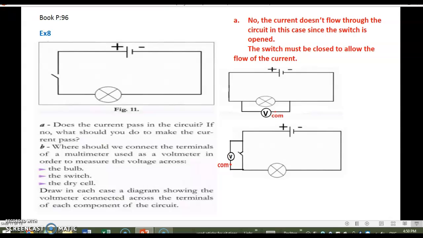And for the switch as such, it doesn't matter, because it acts as a connecting wire. A closed switch acts as a connecting wire, so the voltmeter is going to indicate 0 volts. So it doesn't matter whether we connect COM to this pole or to the other pole because the two terminals of the switch are identical. Finally, concerning the dry cell, in order to obtain a positive reading, we have to connect, as you can see, the COM terminal to the negative terminal of the battery and the V terminal to the positive terminal.